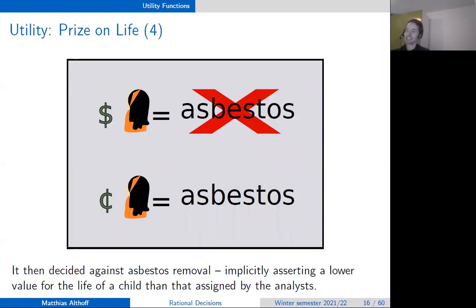So in essence, they even put a lower amount of money for the life of the students. And this, of course, is even worse than the previous report.